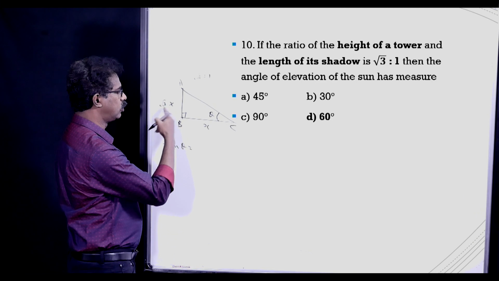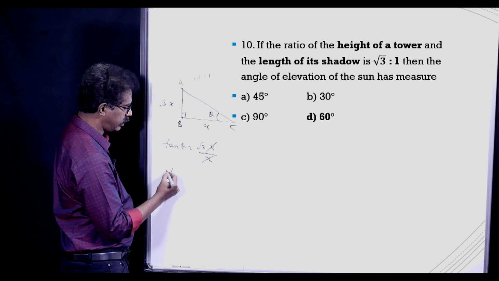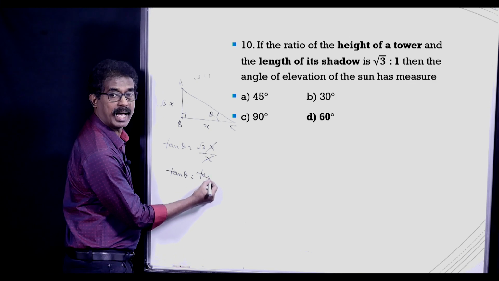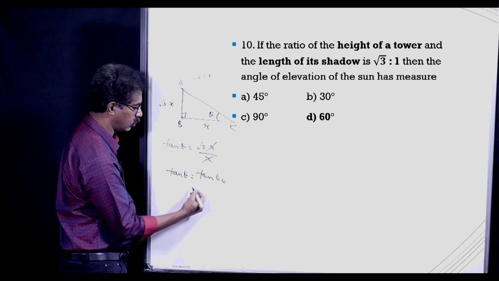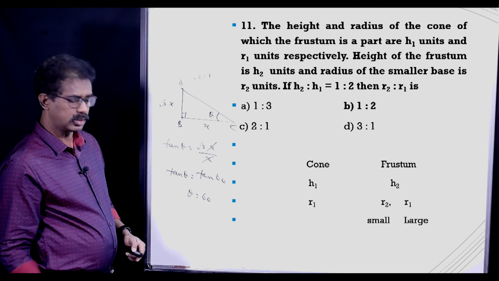Tan theta is equal to root 3x by x. So tan theta is equal to root 3. Root 3 can be written as what? Tan 60. So theta is equal to 60. So the angle of elevation is equal to 60.